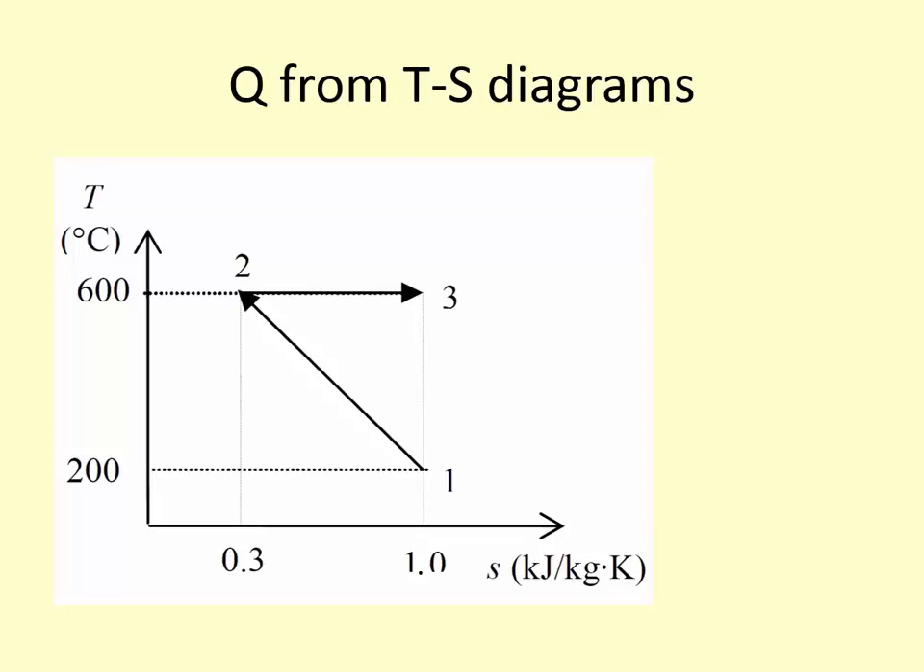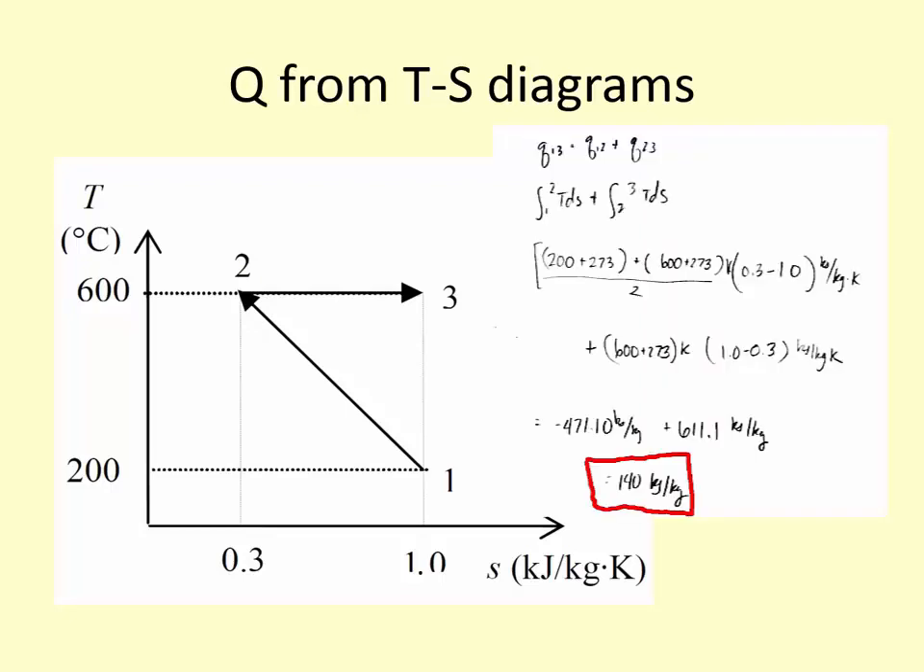Okay, we could do the same thing on this problem. So from 1 to 2, are we adding heat or removing heat? Removing heat, and 2 to 3, adding it. Okay, so we could perform a similar analysis where we calculate the area, and you can do this on your own, that you'll get 140 kilojoules per kilogram. And I'll let you just play with that.